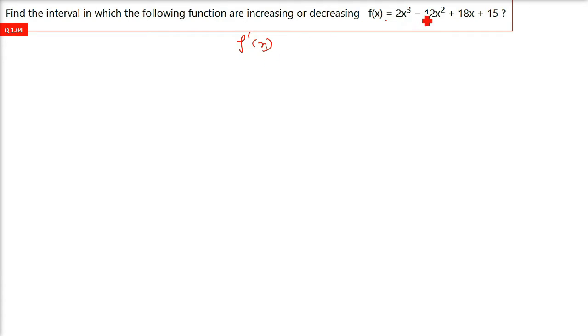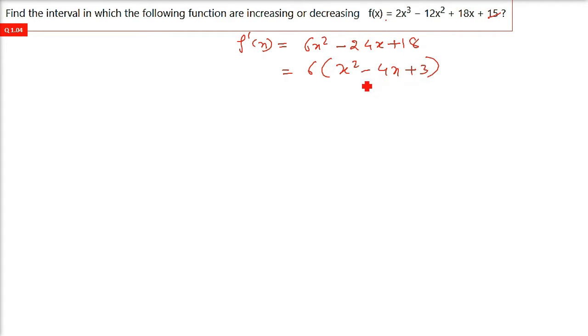So you have f dash x, which is equal to, I am differentiating now, 6x square minus 24x plus 18, and the constant will be 0. So this is f dash x. Now let us take the 6 out, because we can see everywhere it is 6. So I'm taking 6 out now: x square minus 4x plus 3.